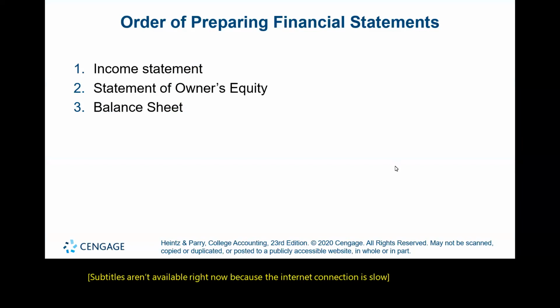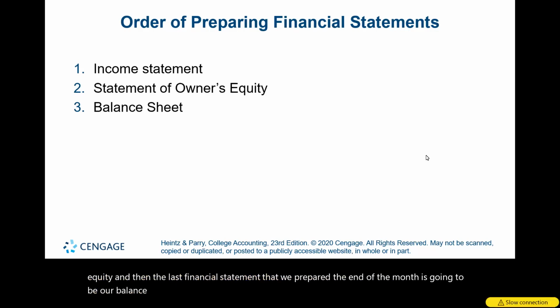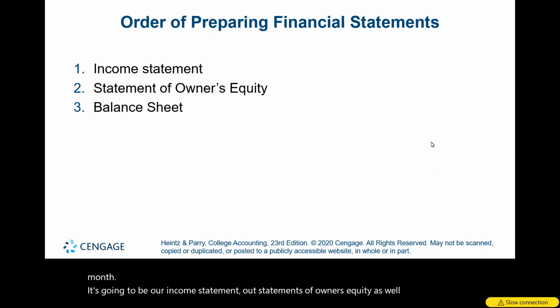So the first financial statement, we have 3. The first one we prepare is going to be our income statement. That's going to be our first financial statement that we always prepare at the end of the month, followed by the statements of owner's equity. And then the last financial statement that we prepare at the end of the month is going to be our balance sheet. So again, there are 3 financial statements that most businesses prepare at the end of the month. It's going to be our income statement, our statements of owner's equity, as well as our balance sheet, okay?